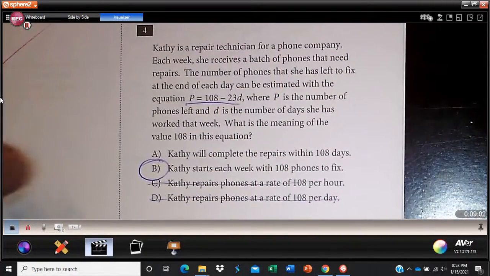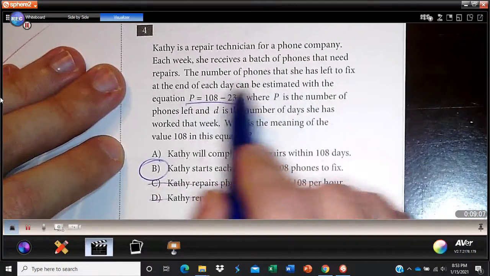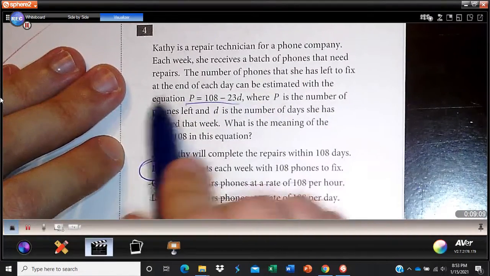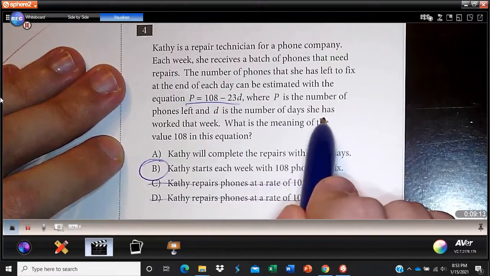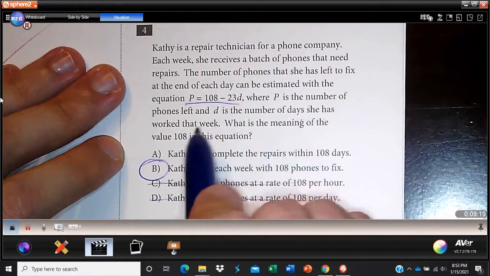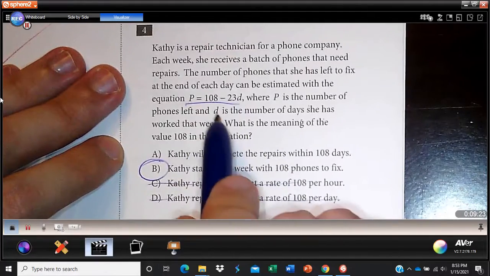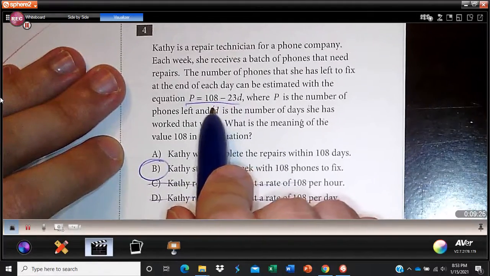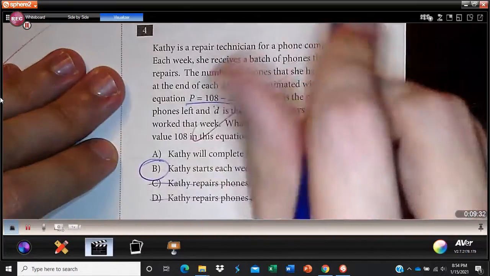And now I might as well read this since I have the time. Kathy is a repair technician for a phone company. She receives phone calls to fix at the end of the day can be estimated with this equation. P is the number of phones left. D is the number of days she has worked that week. Okay, so D is going to go from like 1 to 5 or something like that. What is the meaning of the 108? Okay, well that would be when you start. So the complete repairs, if you start, yeah, so that's good.